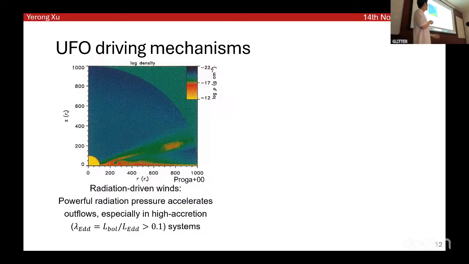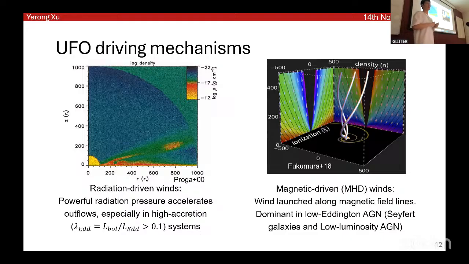And the simulation shows that UFOs could indeed exist in super-Eddington AGN systems and tend to be in the equatorial direction. Another promising theory is magnetically driven outflows, where the winds are launched and accelerated along the magnetic field lines, as the right simulation shows, tending to be in the polar direction. This mechanism is expected to be dominant in low-accretion AGN, like some radio galaxies or low-luminosity AGN. However, we still don't know how these mechanisms actually work in AGN systems.